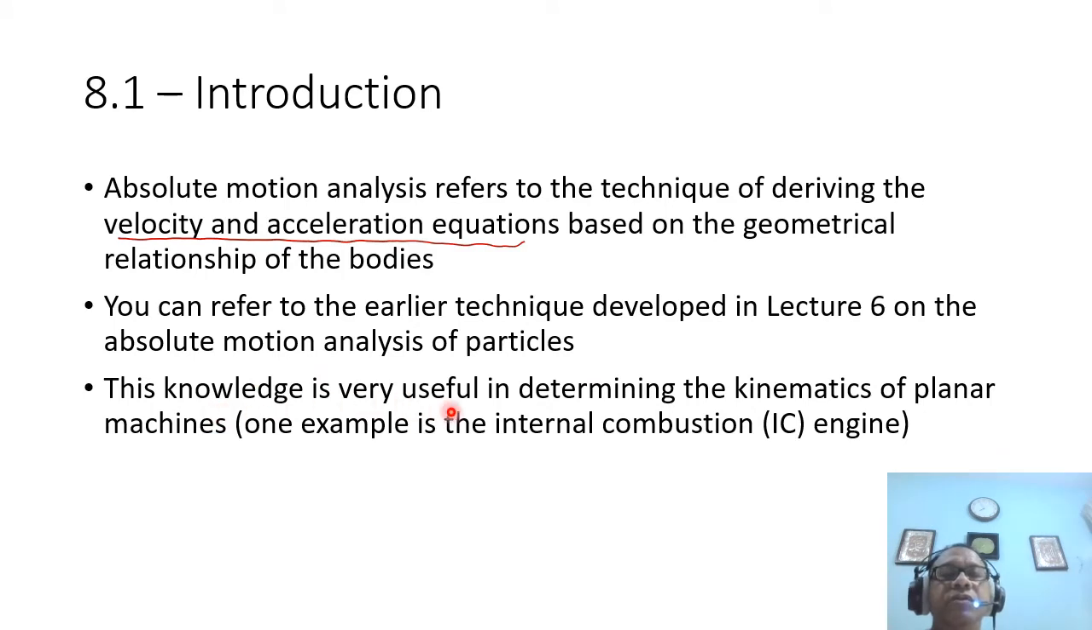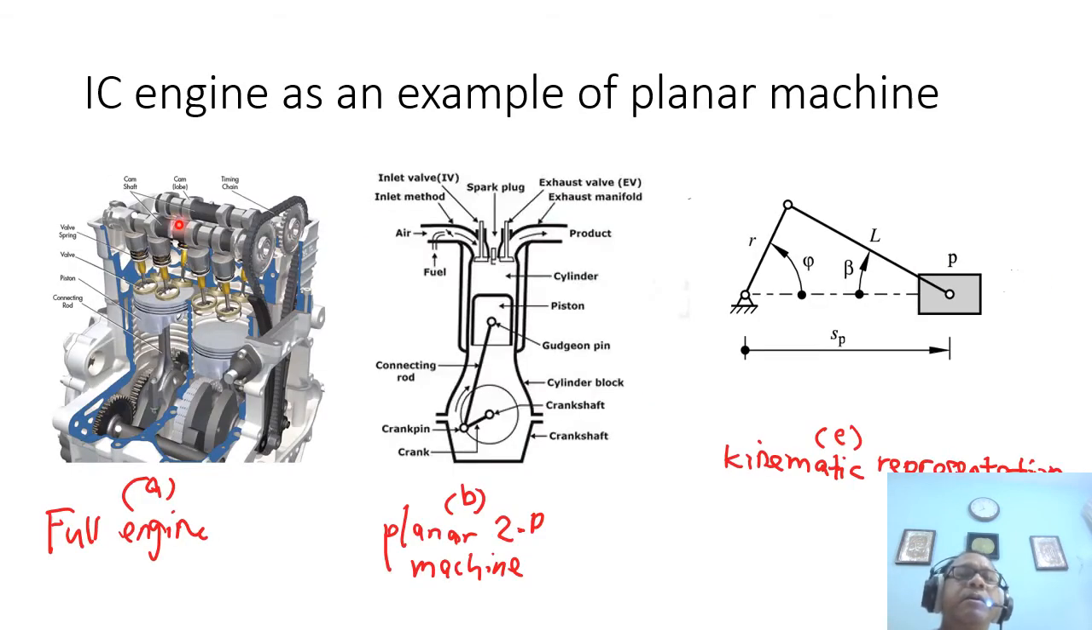This knowledge is very useful in determining the kinematics of planar machines, because in this section we are limited to planar machines. And one example is the internal combustion engines. In this figure, for example, is an IC engine, which you can see is a relatively complicated piece of machine. It's three-dimensional and it has a piston and a connecting rod and a crankshaft together with the camshaft at the top, which drive the valves for the inlet and exhaust.